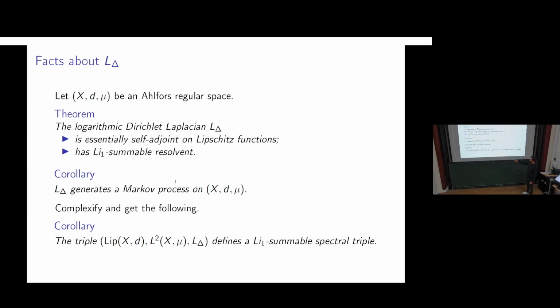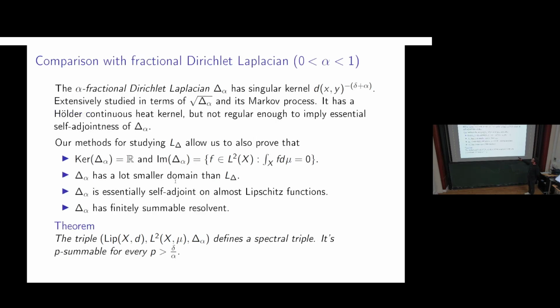And this operator also gives a spectral triple, a Lie-1 summable spectral triple. So if you take a Lipschitz function and you commute it with this logarithmic Laplacian, it will be a Calderon-Zygmund operator. It will be bounded. And this self-adjointness on Lipschitz functions really tells us that Lipschitz functions map the domain of the Laplacian to the domain. Okay. All right.